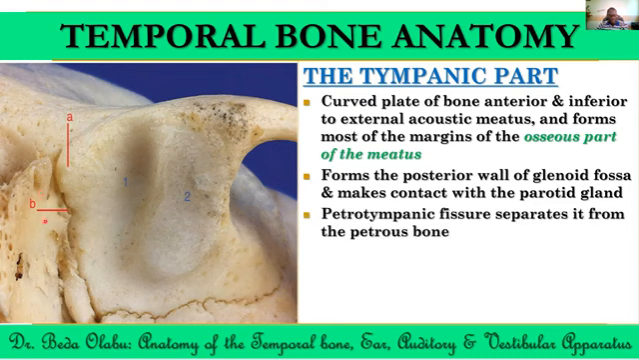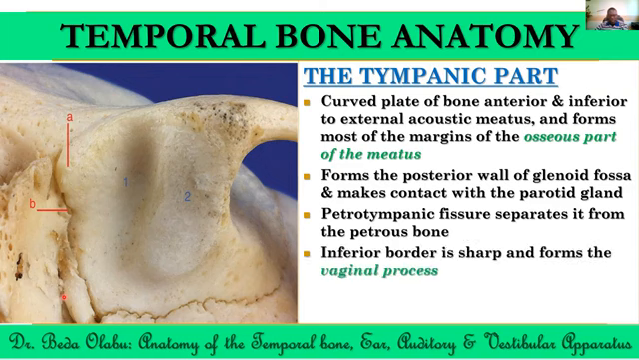There's a fissure that separates the petrous bone from the tympanic bone. So this is the petroso-tympanic fissure. There are some structures which pass through there. This is the petrous bone. This is squamous, remember? So this is the petroso-tympanic fissure.